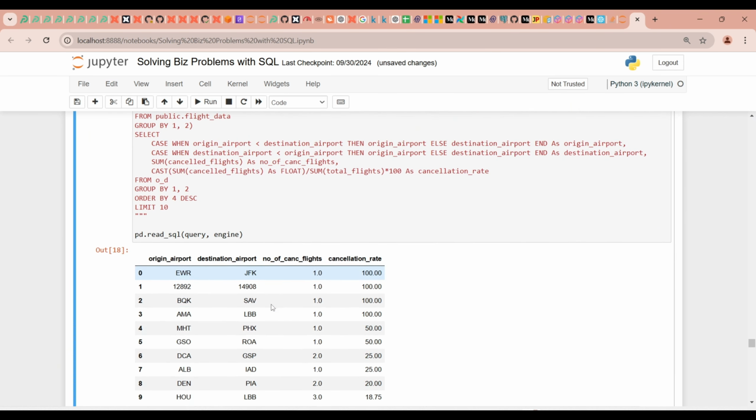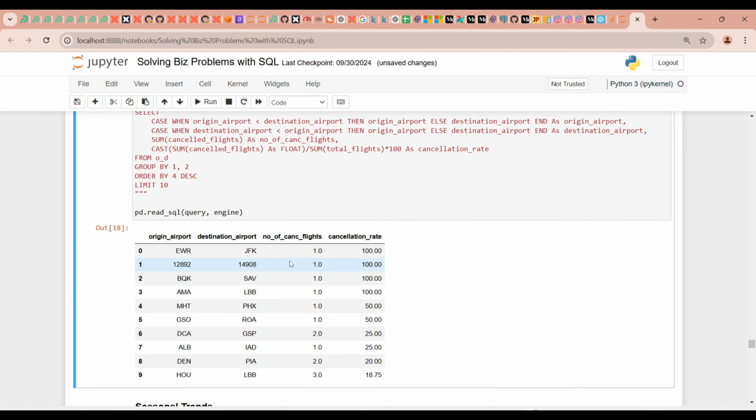So we can see now it's unfair to say that this route has the highest cancellation rate. The reason is that the number of cancelled flights is just 1. And for the cancellation rate to be 100%, it means that the total number of flights was also 1. So this route only had 1 flight and that flight was cancelled. It will be unfair to say that this route has the highest cancellation rate.